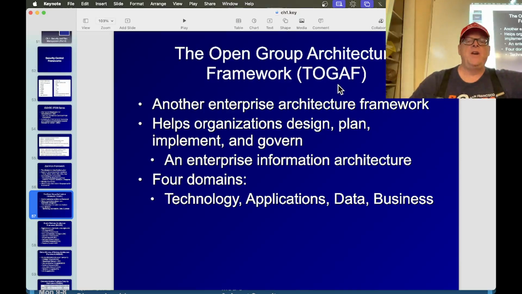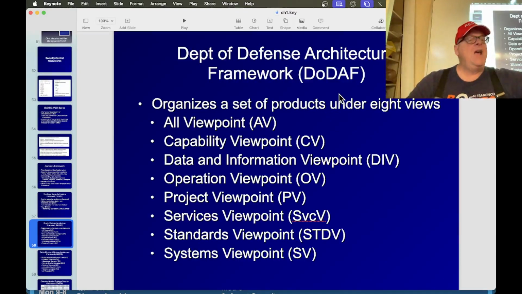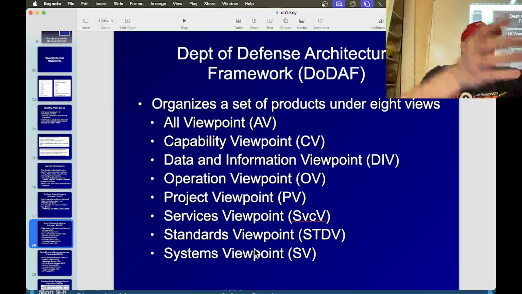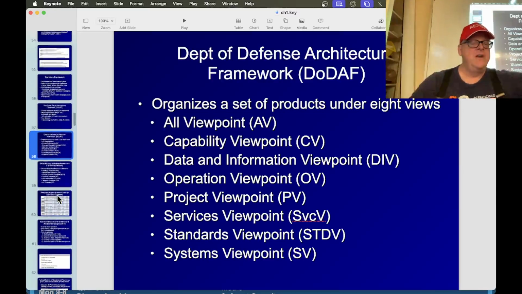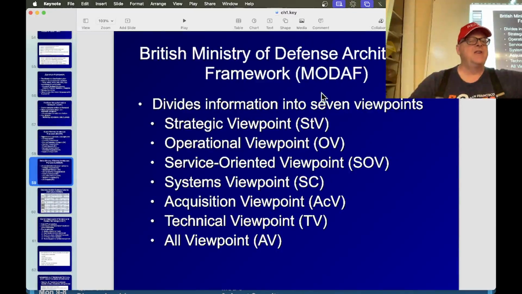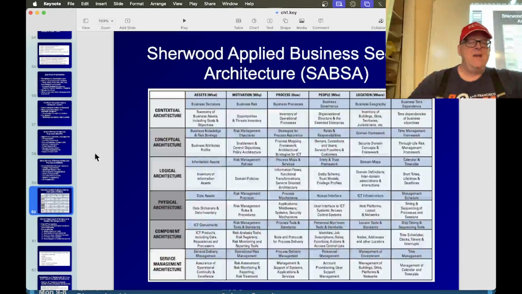Then there's the Open Group Architecture Framework, and this one had 4 domains: technology, applications, data, and business, similar to the last one. And then the Department of Defense has their own framework for the U.S. military, and so it's got 8 views: all viewpoint, capability, data and information, operation, project, services, standards, and systems. These are different ways to look at your technology and how it interacts with you accomplishing your mission. And the British have their own version, which is pretty much the same. And then there's the Sherwood Applied Business Architecture, yet another one.